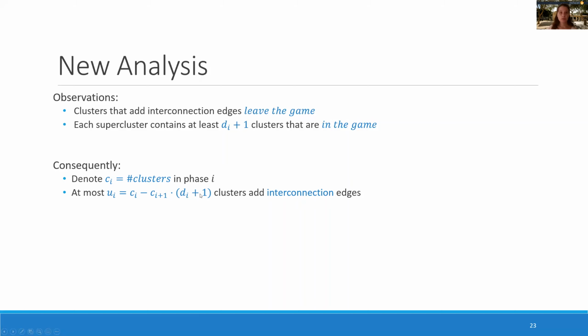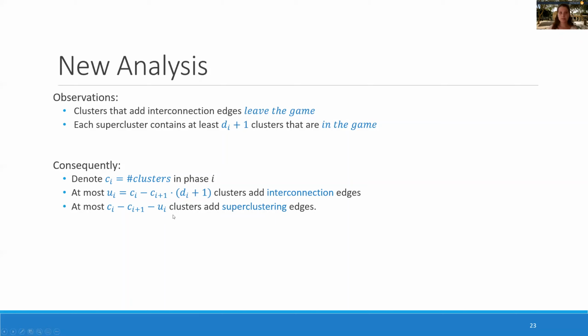Then we bound the number of superclustering edges. We know that the vertices that add superclustering edges are the vertices that did not become centers of superclusters and did not add interconnection edges. So overall, the number of clusters that add superclustering edges is at most the number of clusters we started with minus the number of clusters that became cluster centers minus the number of clusters that add interconnection edges.